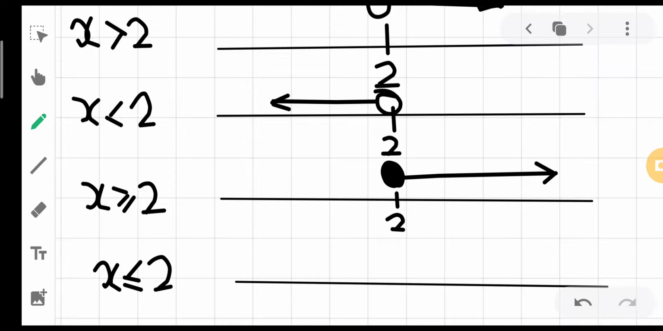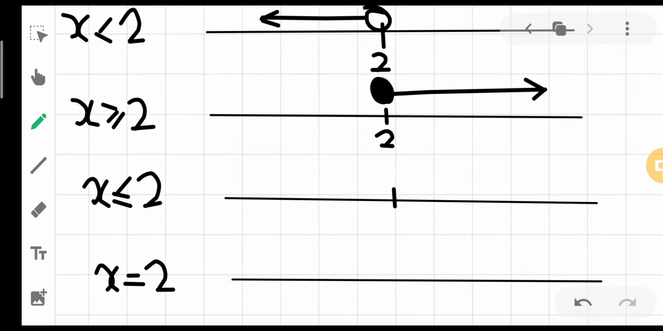The reason for shading is because in this situation the value of x is also equal to 2. If you are dealing with the case when x is lesser than equals to 2, again for drawing a number line for this situation, you are going to mark a circle right at 2 and move in a leftward direction. And obviously you will shade this circle. The reason for shading is because the value of 2 is included.